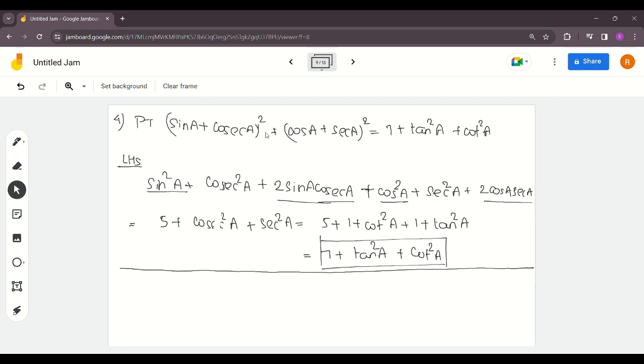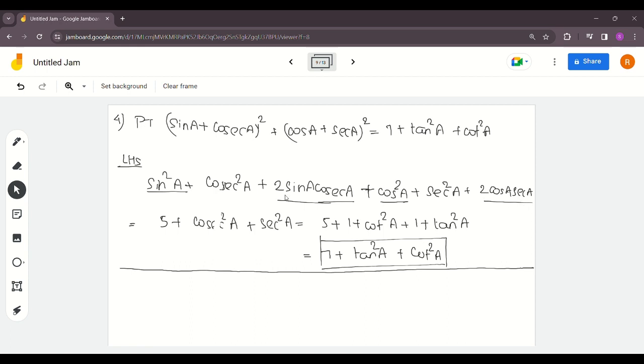So sin A plus cosecant A whole square plus cos A plus secant A whole square. You are asked to prove that it is equal to 7 plus tan square A plus cot square A. So for this I have expanded it. I have taken the left hand side first and then expanded by using A plus B whole square. So I will be getting sin square A plus cosecant square A plus 2 sin A cosecant A plus cos square A plus secant square A plus 2 cos A secant A.